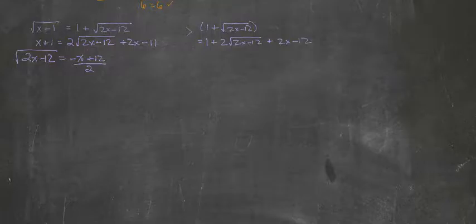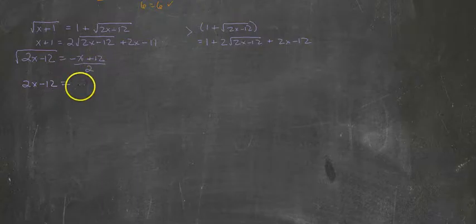Now, I did have the choice of leaving the 2 and squaring both sides to get a 4 and then later dividing and getting a 4. I don't know which one is easier, but at this point I've already done the work, so I'm going to just stop here. Now square both sides again, so I get 2x minus 12 equals, well, I know the denominator squared is going to equal 4.